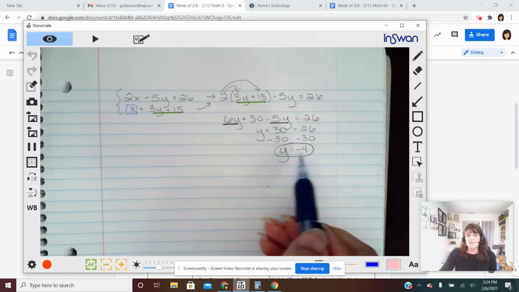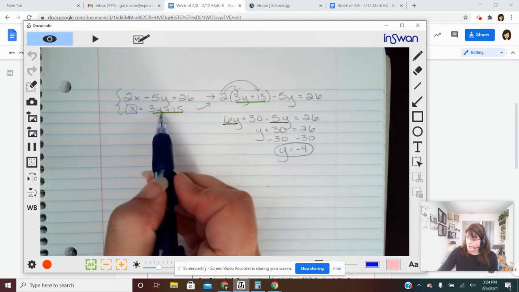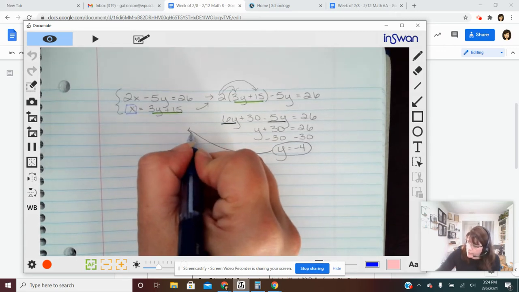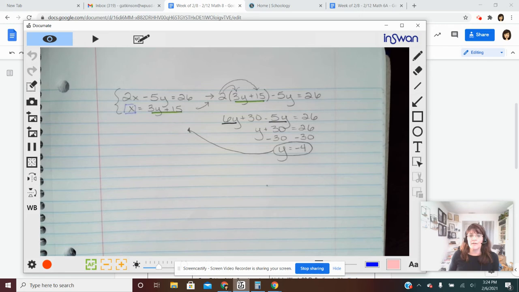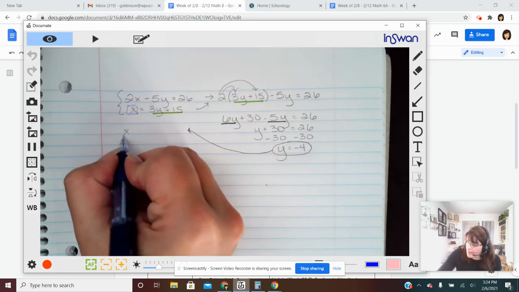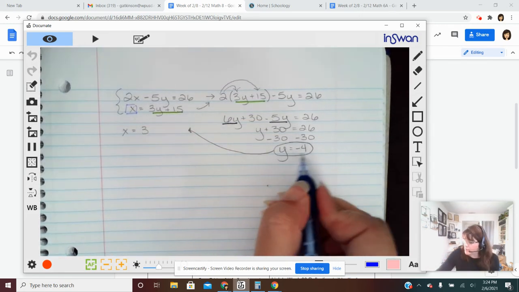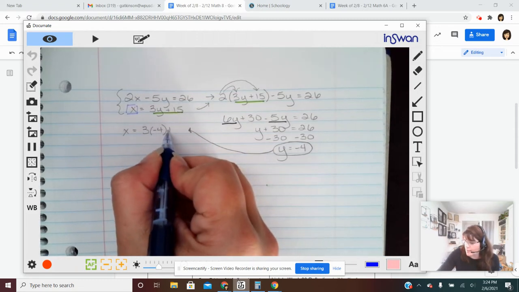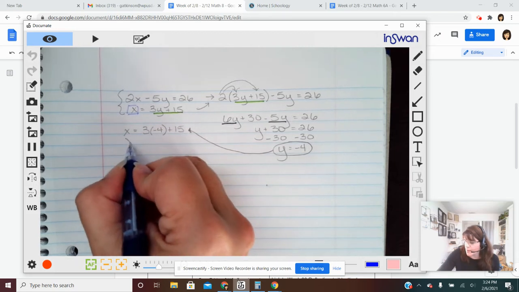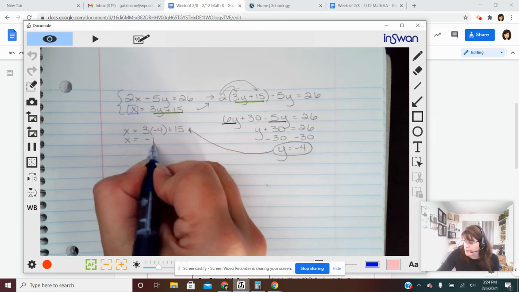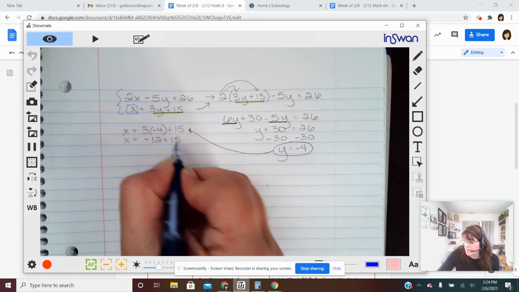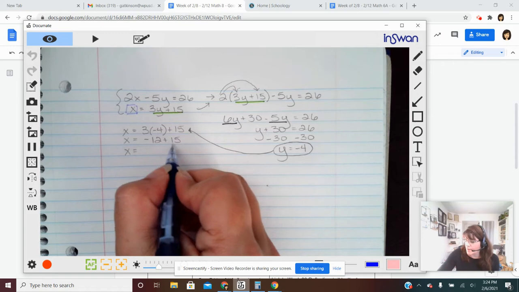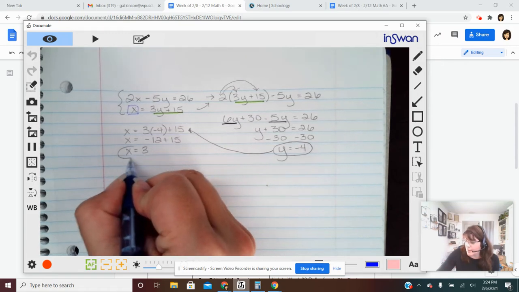Now I take this value of y and substitute it in up here to find the value of x. x equals 3 times negative 4, because we know the value of y, plus 15. x equals negative 12 plus 15. x equals, well, a negative 12, a positive 15, give me 3.